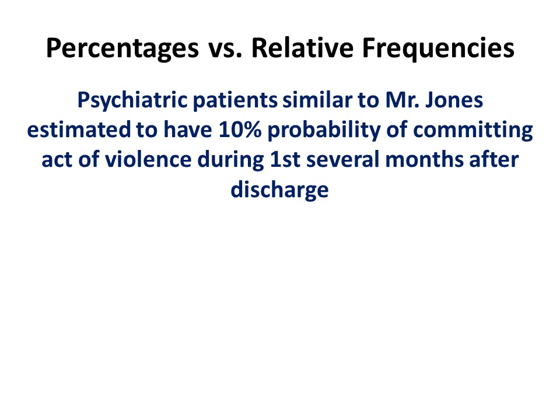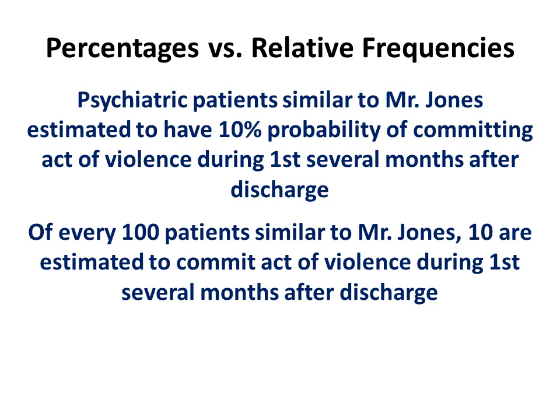Psychiatric patients, similar to Mr. Jones, are estimated to have a 10% probability of committing an act of violence during the first several months after they are released from the psychiatric institution. Now, the same information was presented in another way to a different set of doctors. Out of every 100 patients, similar to Mr. Jones, 10 are estimated to commit an act of violence during the first several months after discharge.